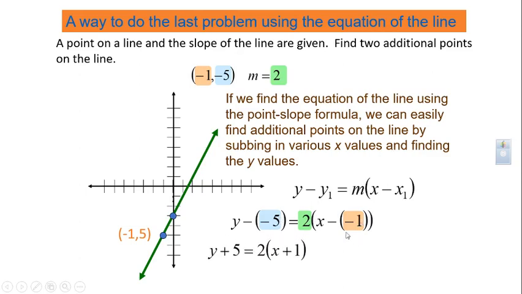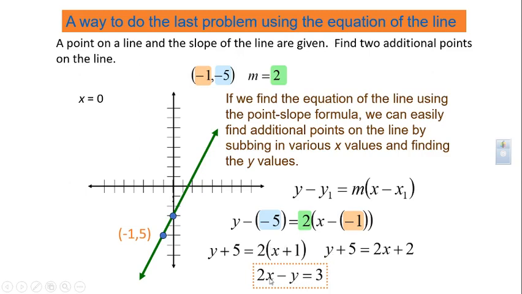Then I simply simplify. I can distribute the parentheses, put the x's and the y's together. So I'll move this y over to the left side, subtracting y from both sides and subtracting 2 from both sides. And this equation is now in standard form.